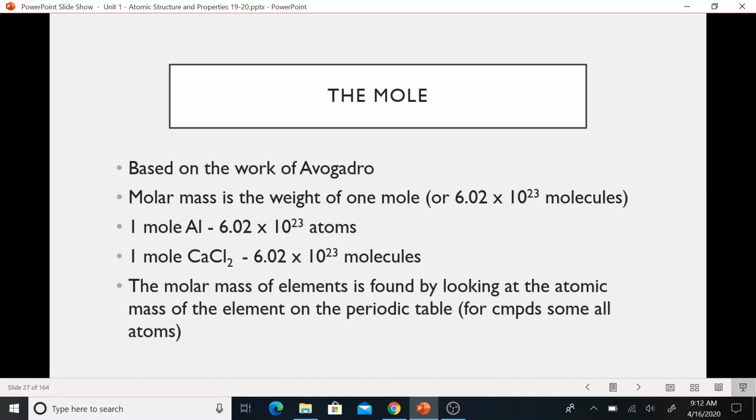And last thing here: the molar mass of an element is found by looking at the atomic mass of the element on the periodic table. That's exactly what I did for aluminum, and that's how I got that 26.98 number. And then if I have a compound like calcium chloride, I take the masses of every atom, add them together, and that gives me my molar mass. Now for calcium, that was the 40.08, and then the 35.45 times 2, which gave us that 110.98.